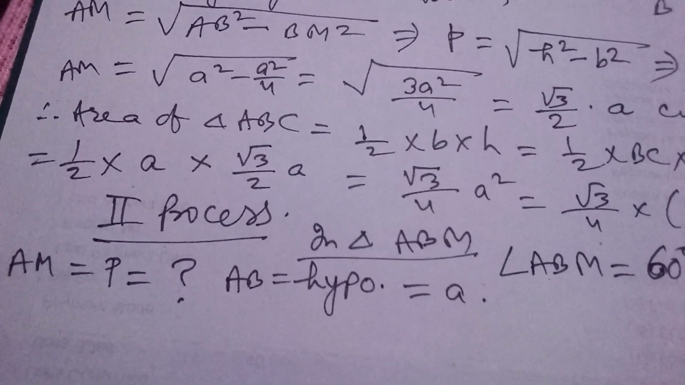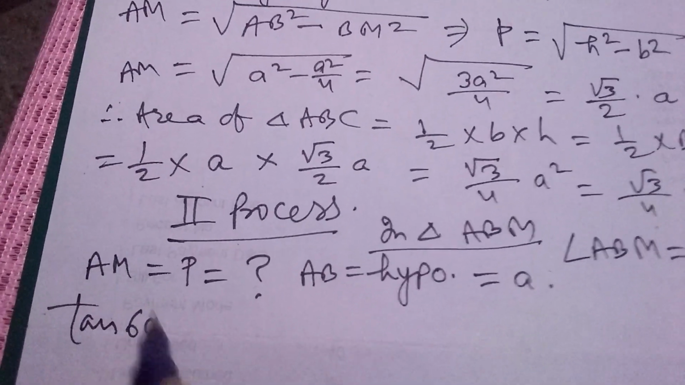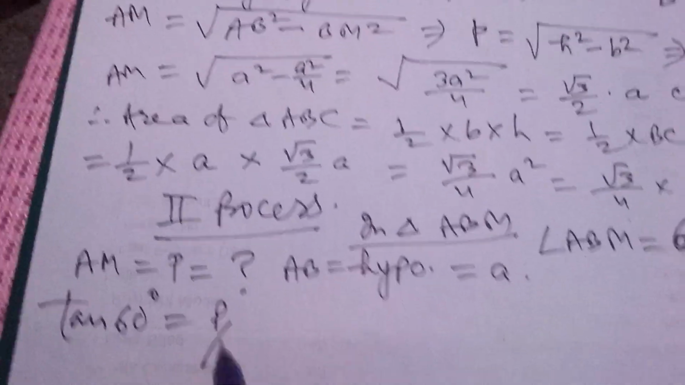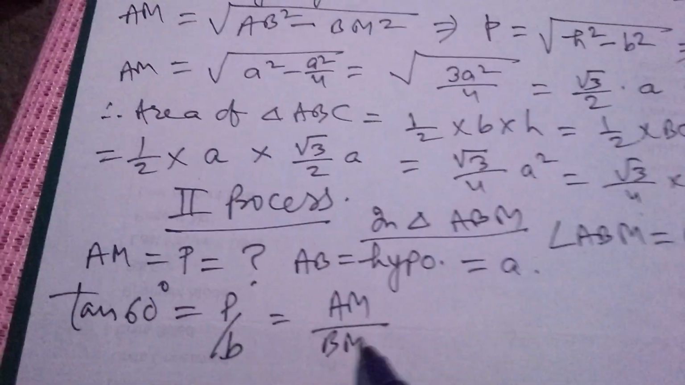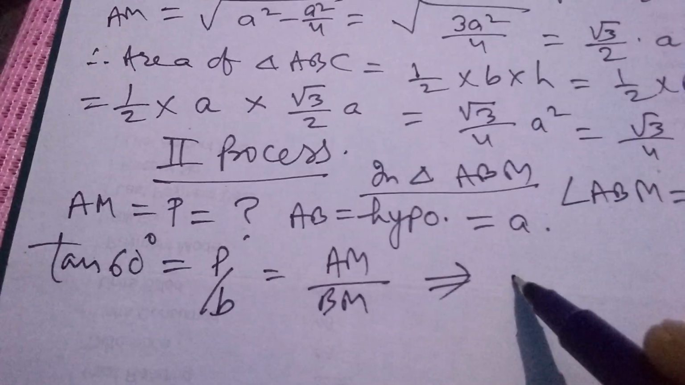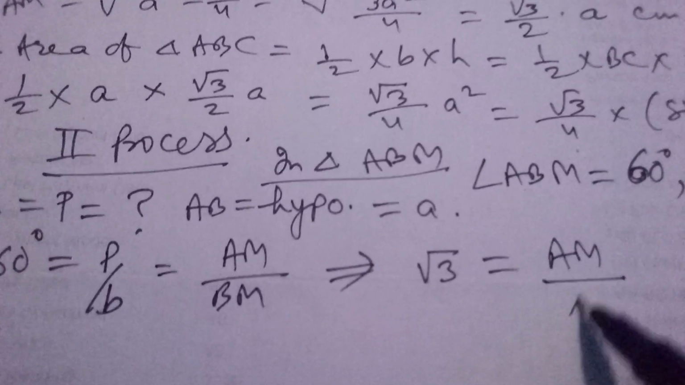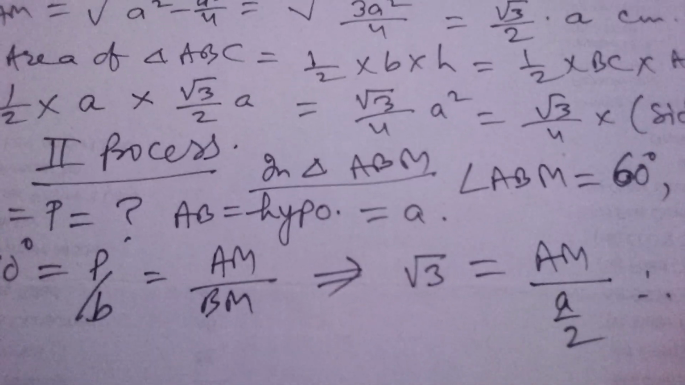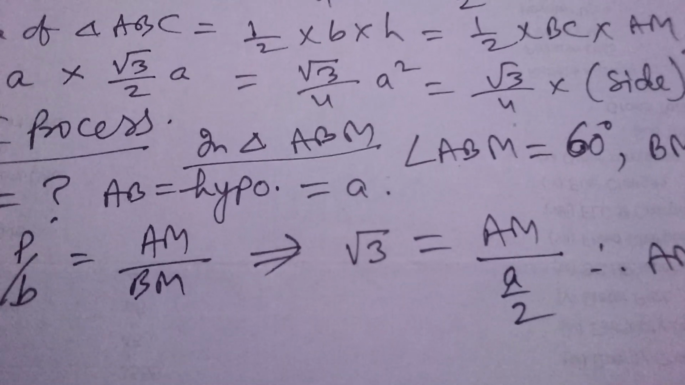According to trigonometry, the relation between what is given and what we have to find out is the most important thing. Between perpendicular and base the relation is tan. So tan 60 degrees equals P by B, where P is AM and base is BM. You know that tan 60 degrees equals root 3, so root 3 equals AM over a by 2, and therefore AM equals root 3 a by 2 cm.